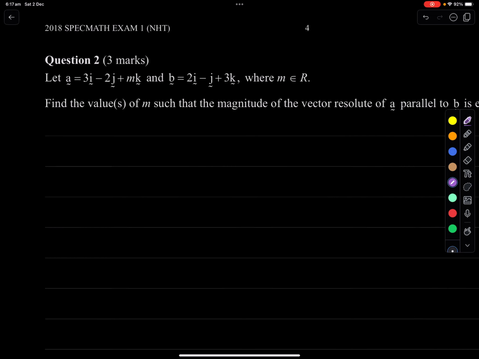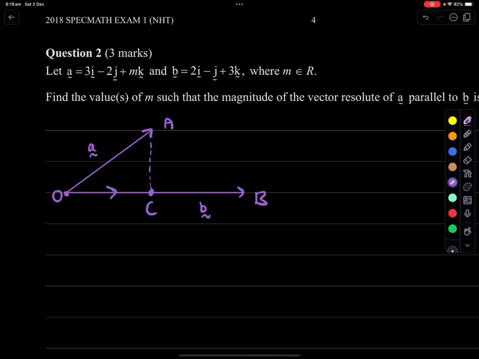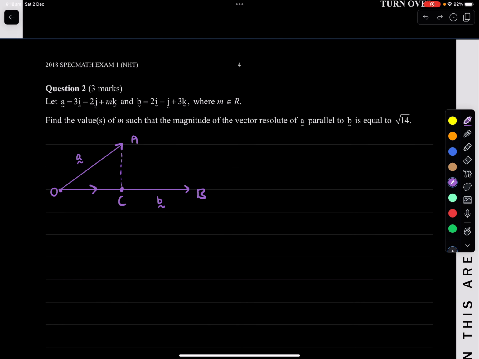So let's actually visualize this. So this is vector A. Let's call this O, and this is A. Hence this is vector A. And this over here is vector B. So hence this vector here is B. And breaking this down, we'll call this C. And this vector over here, from this to this, is the vector resolute of A parallel to B.